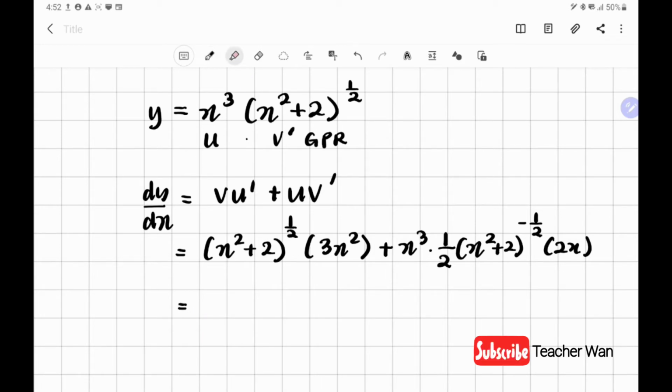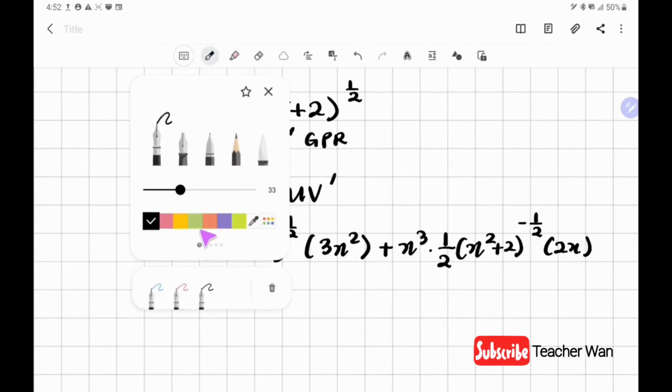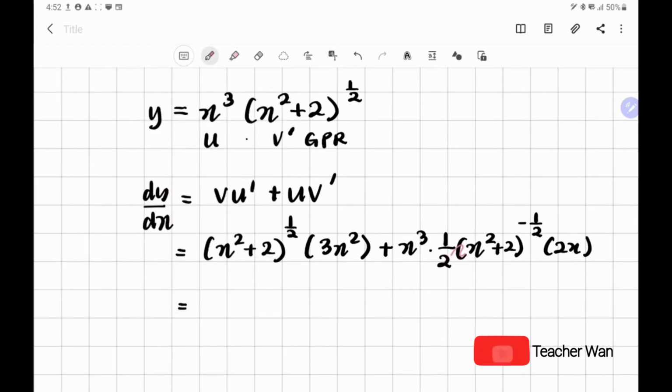Okay, so now let us factorize. Just before we factorize, we can simplify 1 over 2 with 2x. So we're going to have x there. Okay, and if we multiply x cubed with this x, we're going to have x to the power of 4. Okay, so now let us factorize. So we have x squared, and this is x to the power of 4.